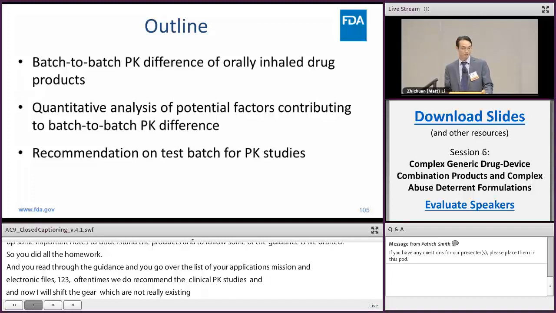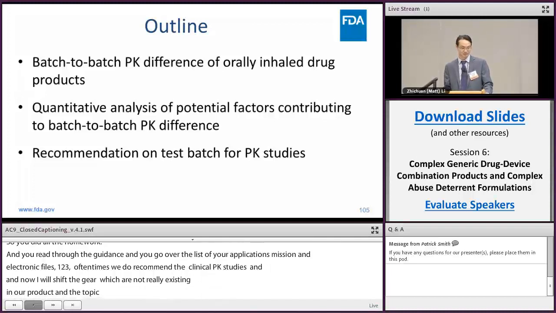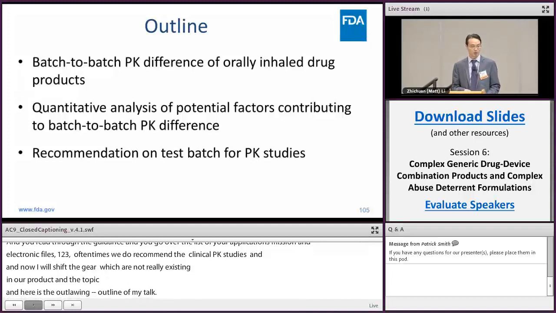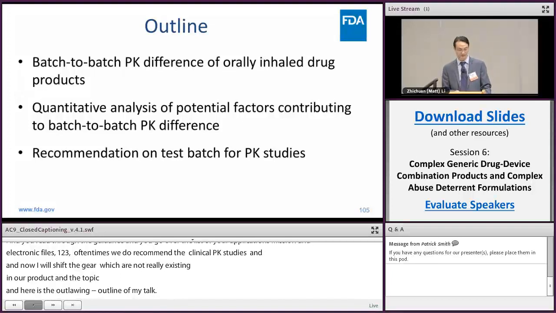First, I'm going to introduce the batch-to-batch PK difference of the orally inhaled drug products. Second, I'm going to introduce some of the quantitative analysis of the potential factors contributing to the batch-to-batch PK difference, and then follow up with some recommendations on the test batch for PK studies.